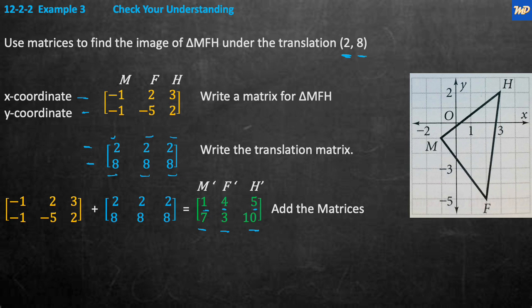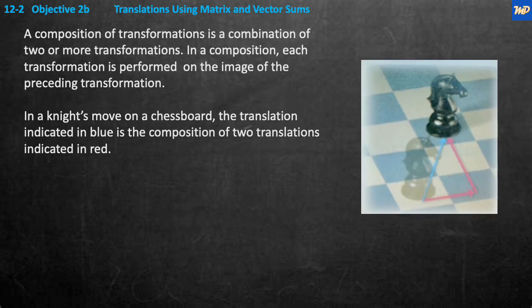Look at the video again or study this video. Make sure you understand what you're seeing here. Okay, going back to our second slide for objective 2, 2B, I have it written down here as translations using matrix and vector sums. So it says a composition, and we're talking about a composition now.